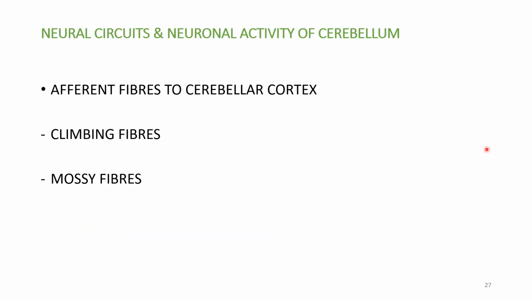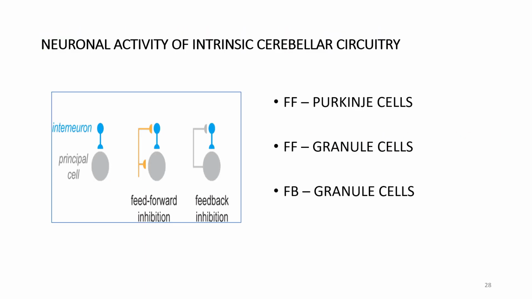Then coming to neural circuits and neuronal activity of the cerebellum. You have already learned that afferent fibers to the cerebellar cortex come from climbing fibers and mossy fibers. Here you should remember that there are 2 feed forward inhibitions and 1 feedback inhibition. This is feedback inhibition via the granule cell. This is the feed forward inhibition to the Purkinje cell and granule cell.